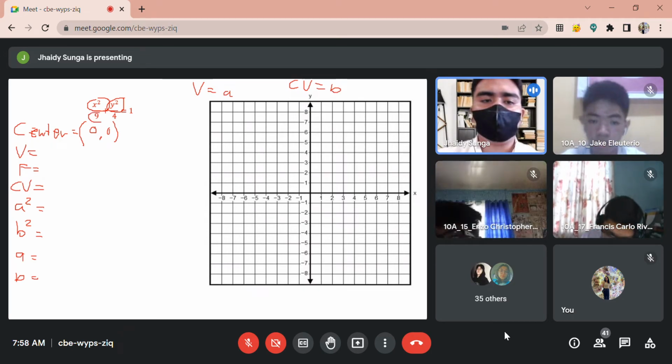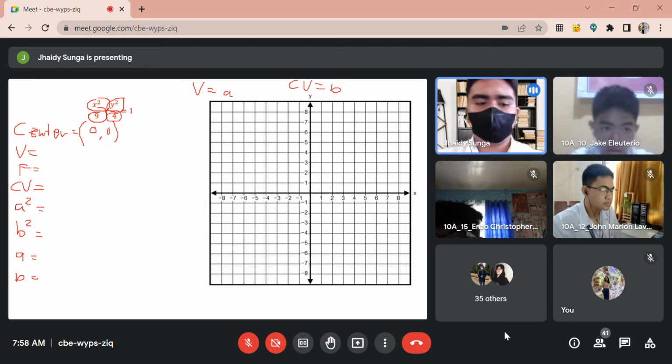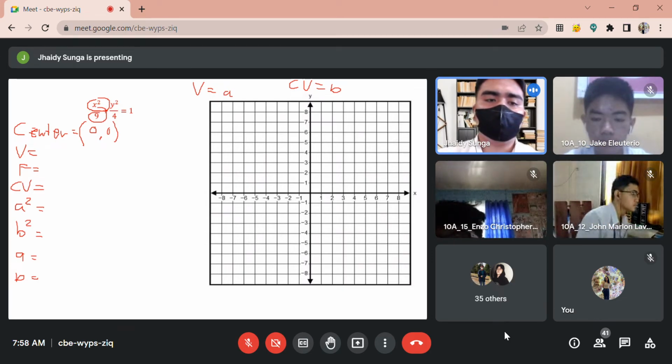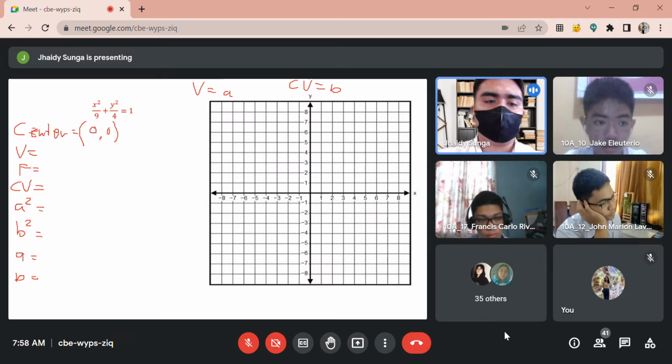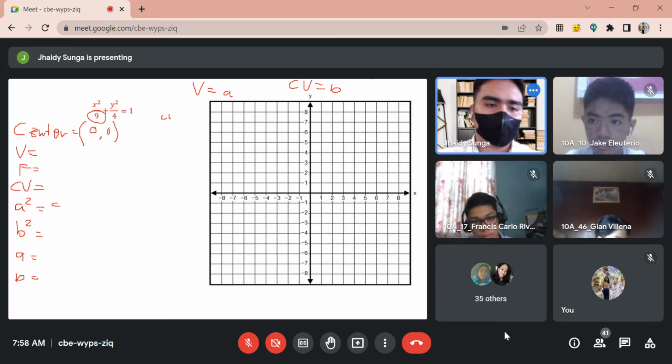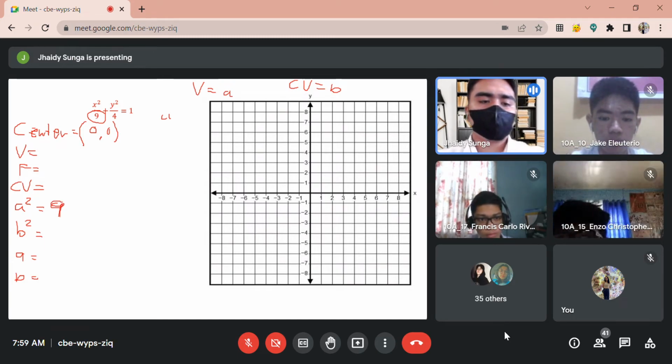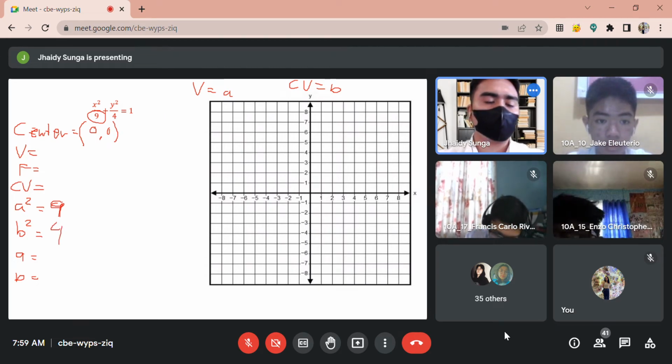Now, from the numbers in your denominator, which is the smaller one? It is 4, correct? So 9 is the larger one. Therefore, this is your A squared. A squared is 9. So what is your B squared? Of course, it's 4. Let's write 4.